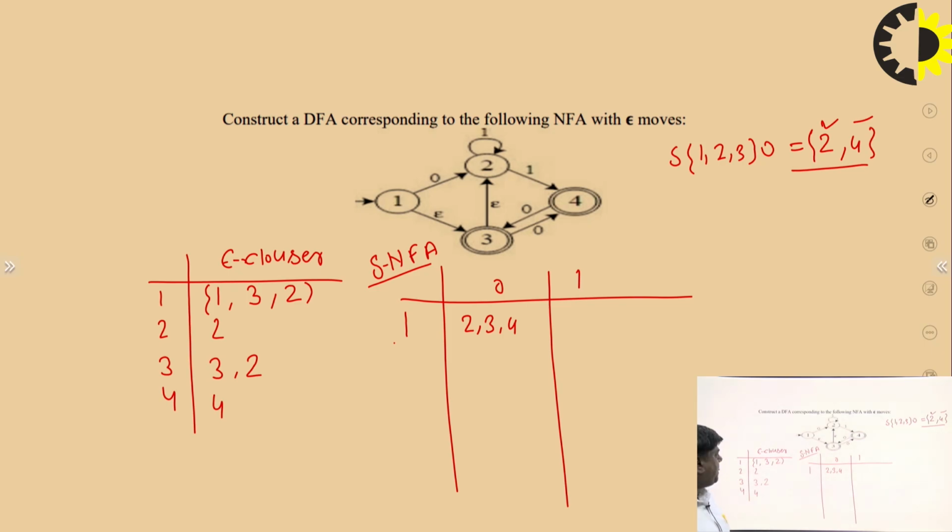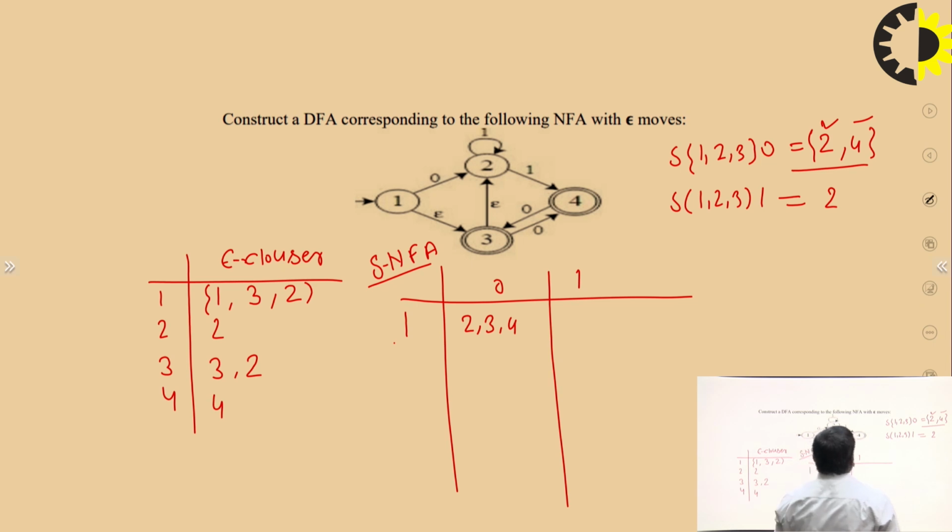That's simple. We move on to the next. We again check 1, 2, 3 on the transition of 1. For 1, the transition on 1 is not here. For 2, the transition on 1 is here, that is state 2, and for 3, no transition is available. Now 2 and 4. What is the closure of 2 and 4? Again 2, 3, 4.